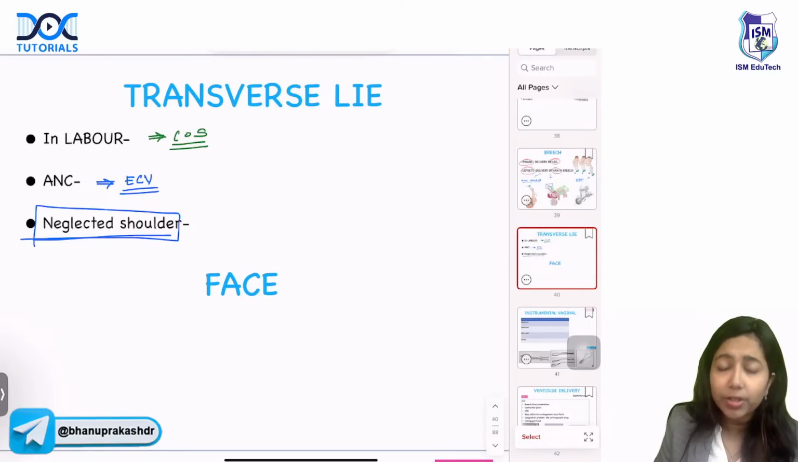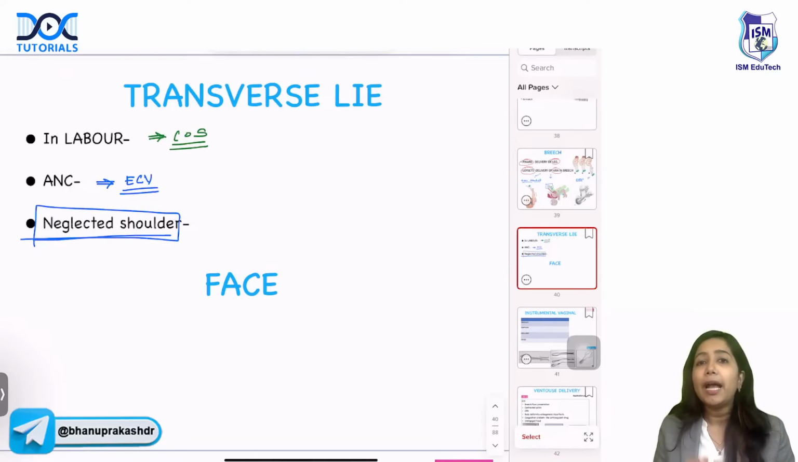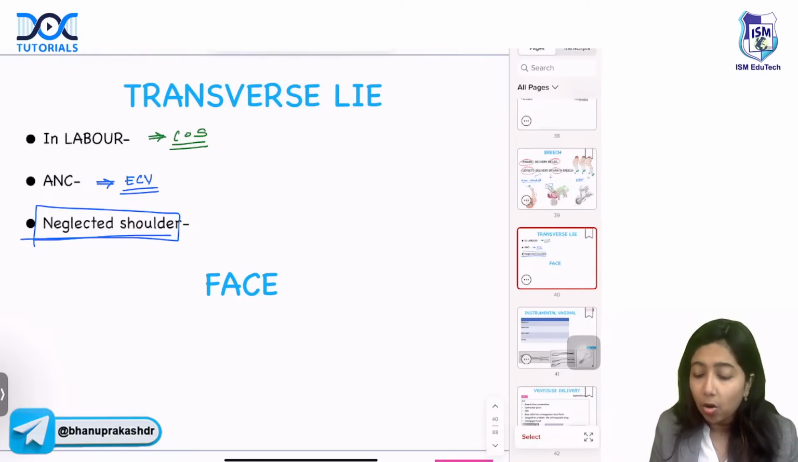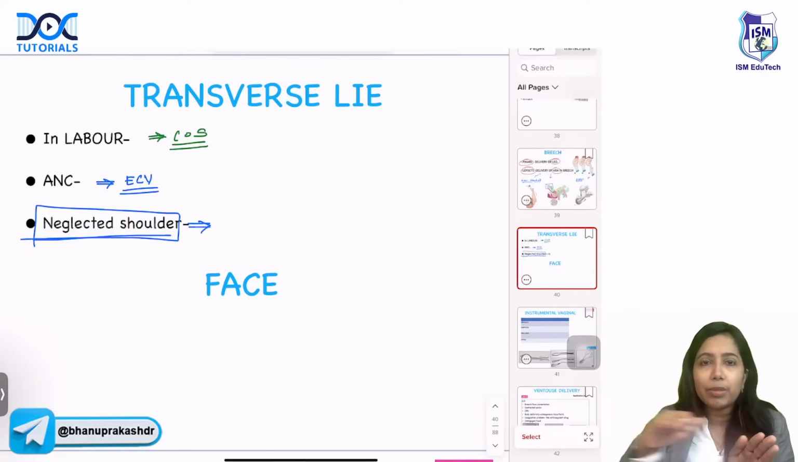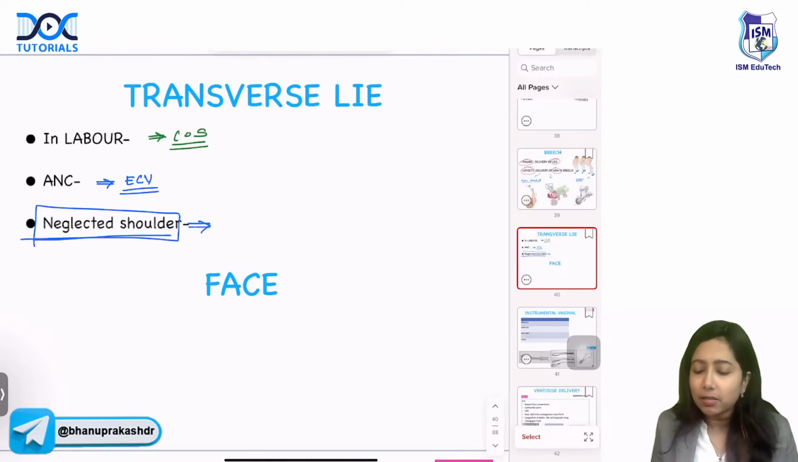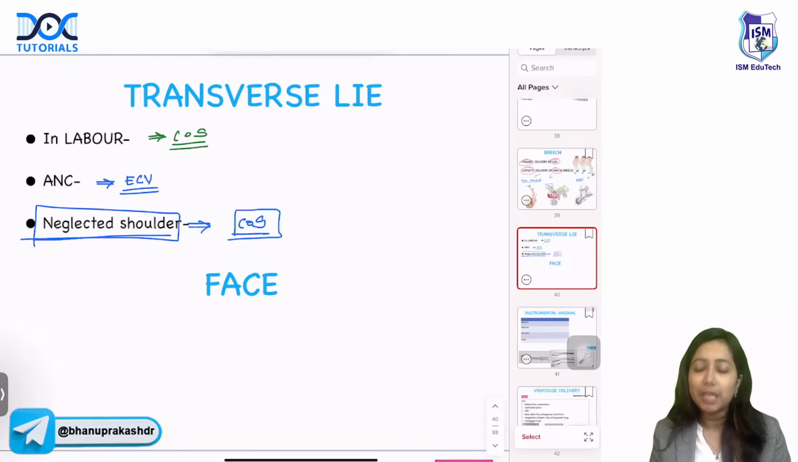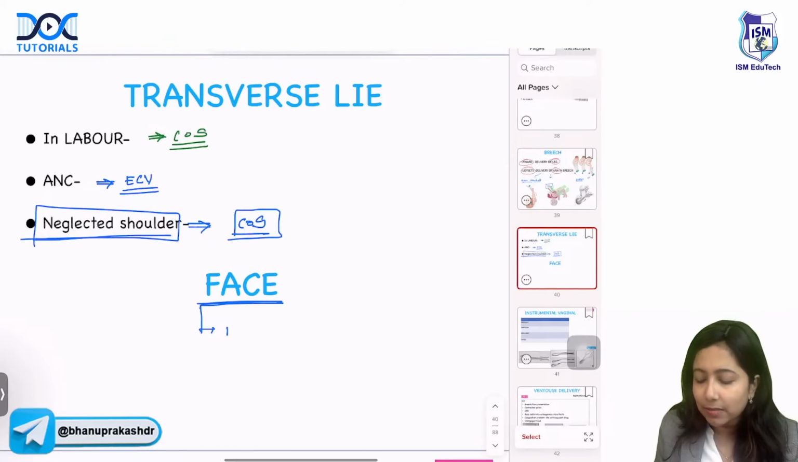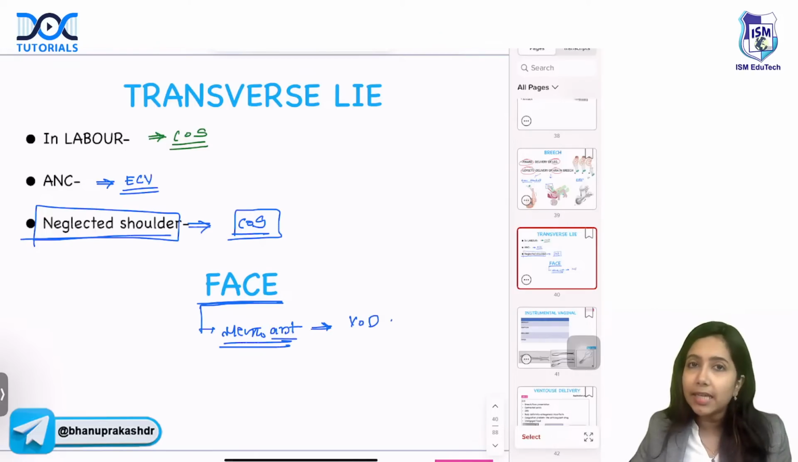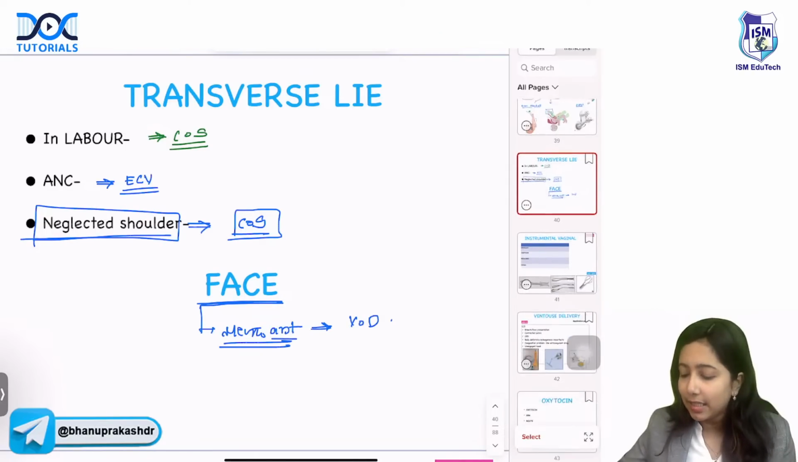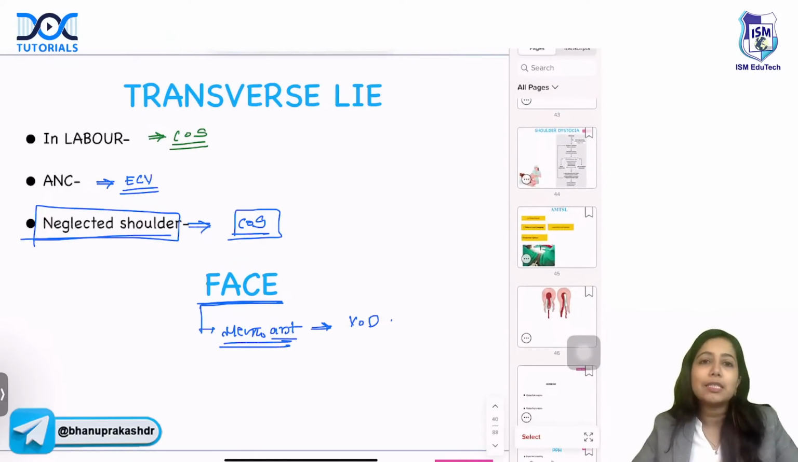If there is a neglected shoulder presentation, where the baby was not diagnosed antenatally, there is already intrauterine death and the baby is in transverse lie, in that situation your management is cesarean section only. In case of a face presentation, if it is mento-anterior type, you can go for a vaginal delivery. If it is mento-posterior type, you have to go for a cesarean section. This is how you will manage this scenario. Is it clear?